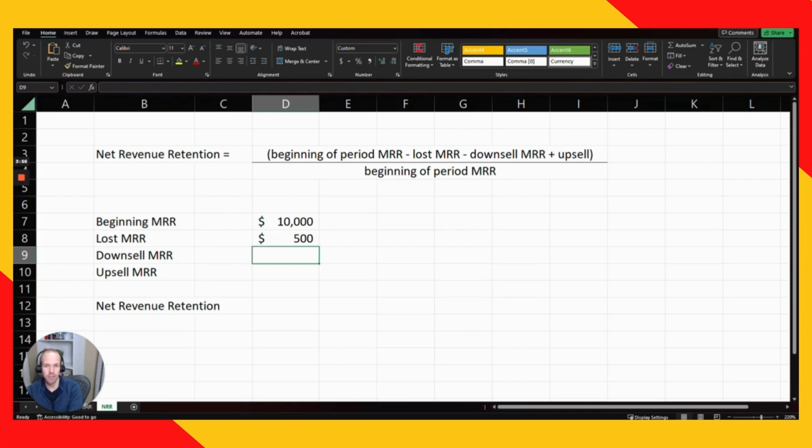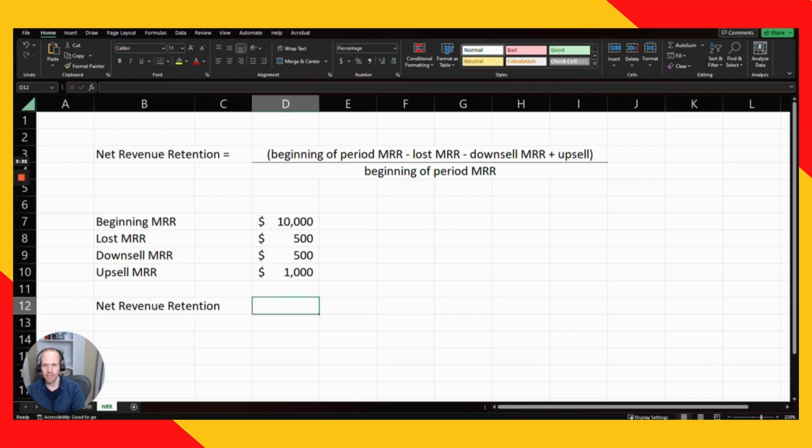The downsell is $500. And then upsell MRR is the opposite of downsell MRR. Customers that actually took more, paid more per month than they previously did. This might be adding seats or price increases or upgrading plans. And let's say the upsell MRR here is $1,000.